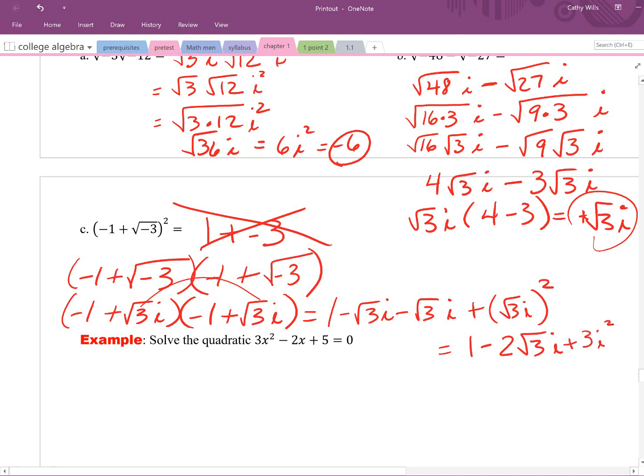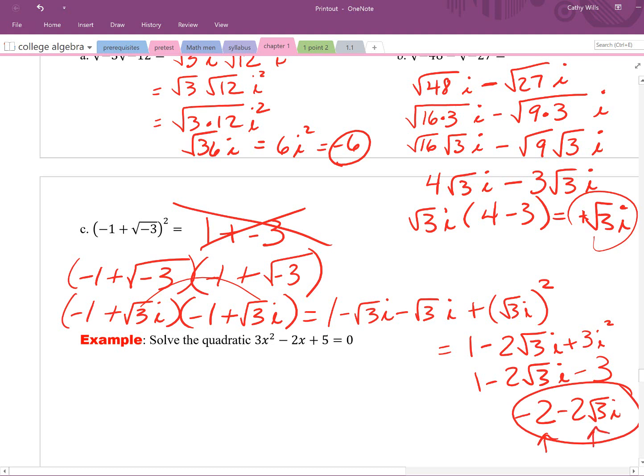Square root of 3 times square root of 3 is 3. So 1 minus 2 square root of 3i, and then 3 times i squared is 3 times -1, which is -3. So 1 minus 3 is -2, minus 2 square root of 3i. Real part, imaginary part. Real part here, imaginary part here.